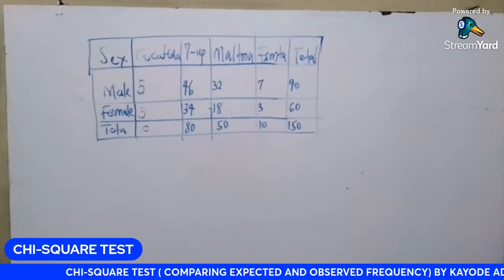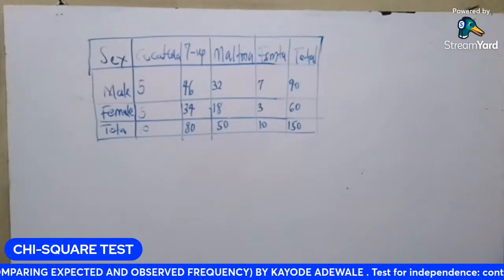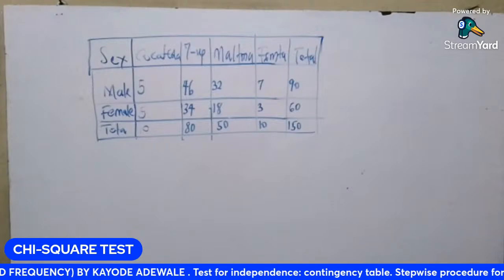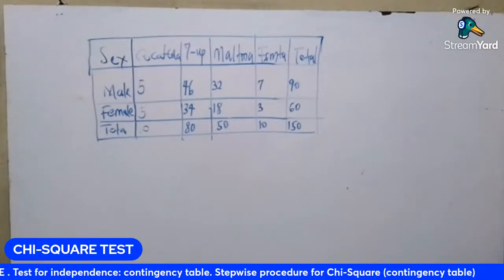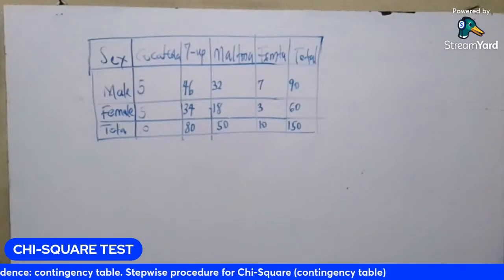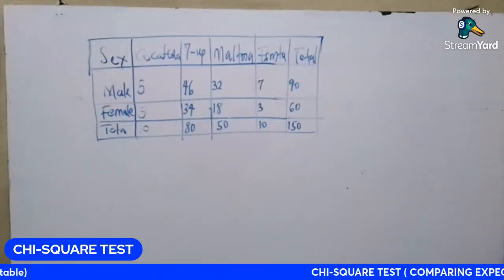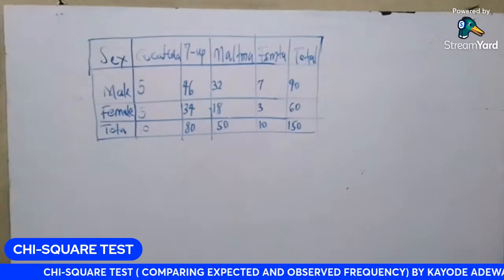In the findings, they have already done their findings, and they are working on 4 products. The first product is Coca-Cola, the second one is 7-Up, the third one is Martina, and the fourth one is Fanta. When we look at it, the male for Coca-Cola is 5, for female is 5 as well. For 7-Up, male is 46, female is 34. For Martina, male is 32, female is 18, and the like. So what exactly did they want to do?